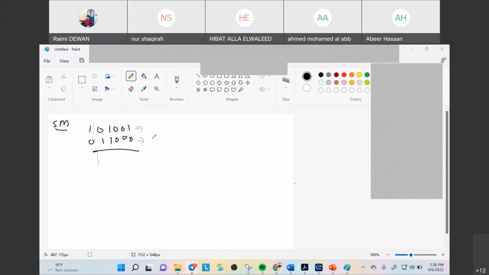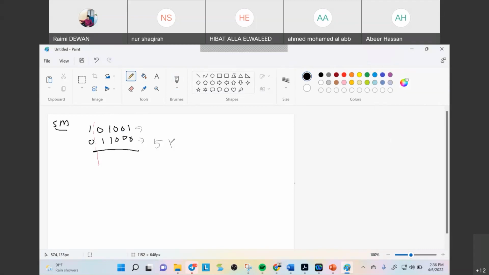What is the number here? So 51. Okay. And then how about this number? How about this one? The same, but we have a one here. So what is the number here? It's just the same as this one, but it has a one now.